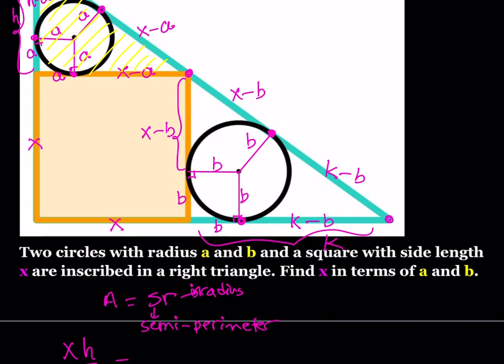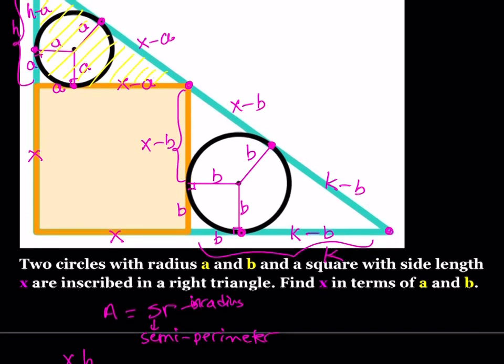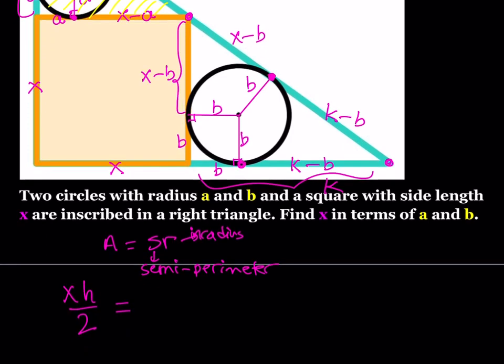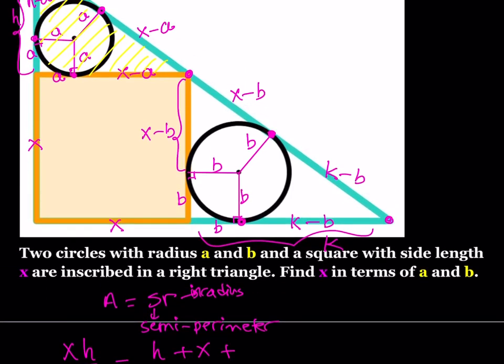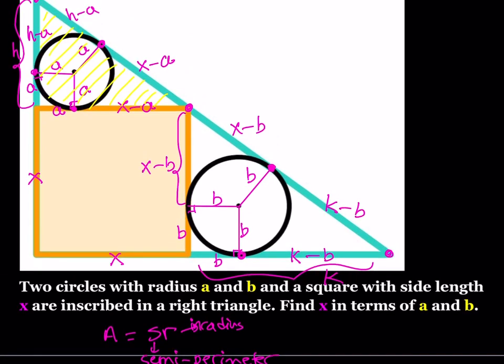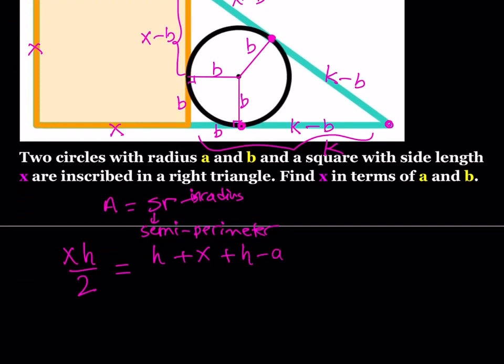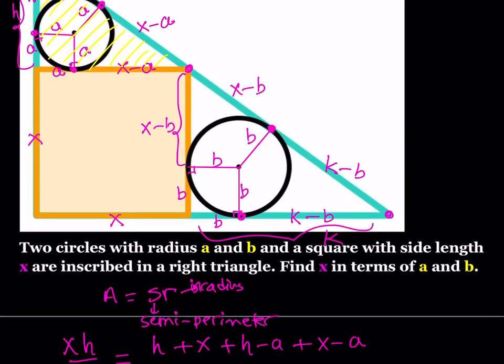So what is S in this case? Well, we're going to need to find the perimeter and then divide by 2. What's the perimeter of this right triangle? Well, it's h plus x plus the hypotenuse. Okay, cool. Let's write that down. h plus x plus the hypotenuse. What is the hypotenuse? The hypotenuse is h minus a plus x minus a. That's kind of a long expression, but don't worry. As I said earlier, we're going to simplify this.